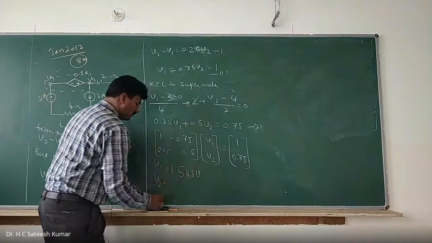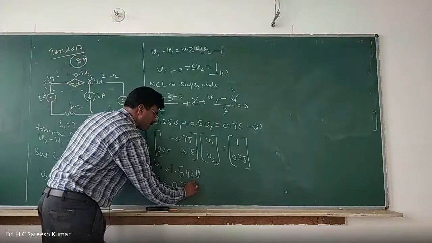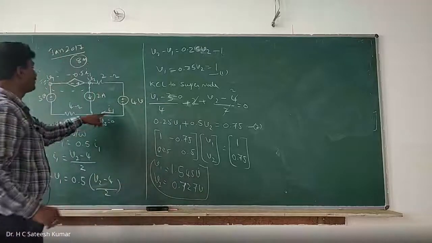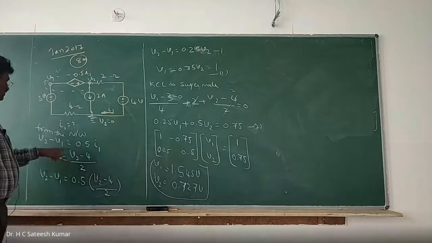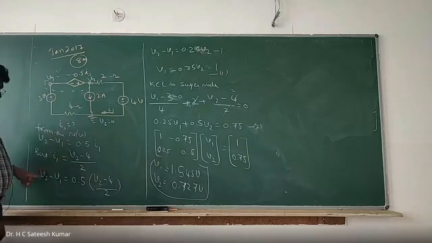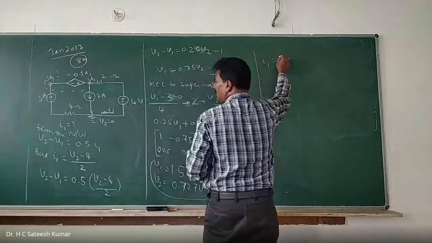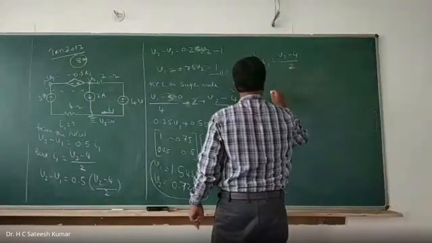V1 is 1.545 volts. V2 is 0.727 volts. We got it, right? Now, what is that he is asking? Find current I1 using nodal analysis. He said I1 is what? According to us, I1 is nothing but equal to, I have written, V2 minus 4 divided by 2.